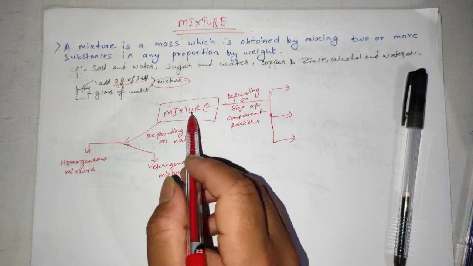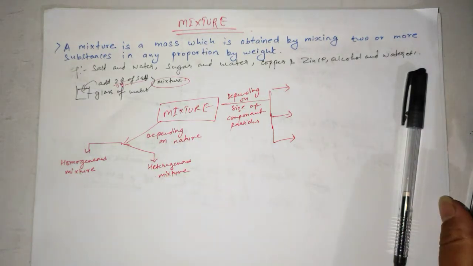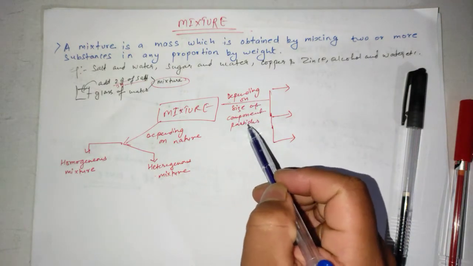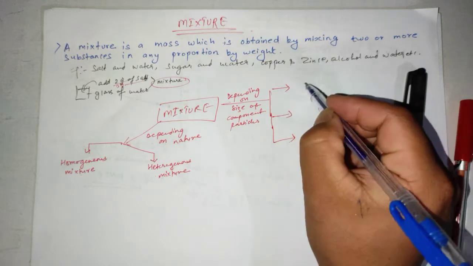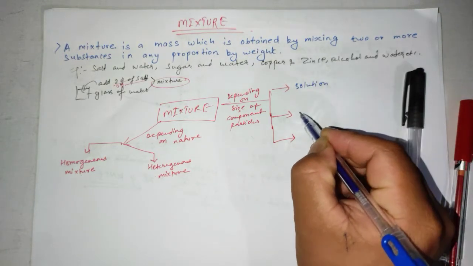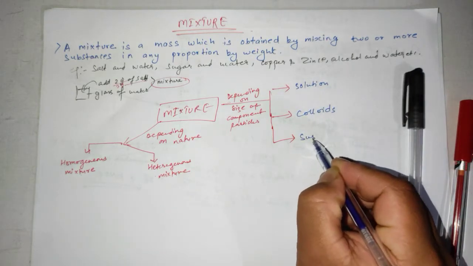Depending on nature, mixtures are of two types: homogeneous mixture and heterogeneous mixture. But depending upon the size of the component particles, mixtures are of three types. They are solution, colloids and suspension.